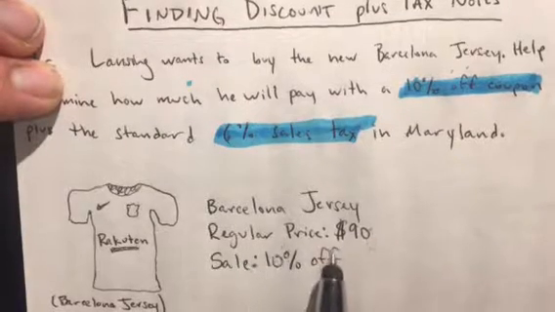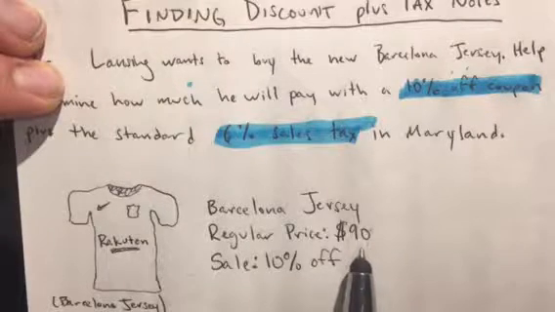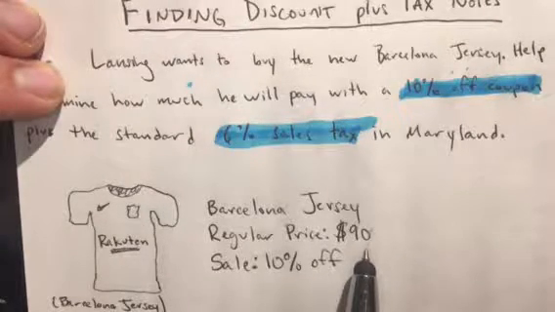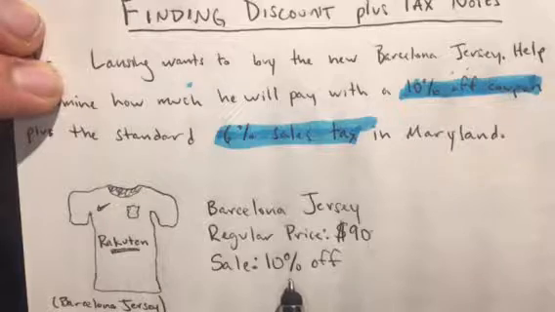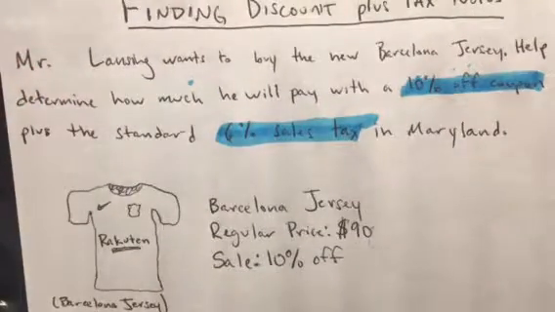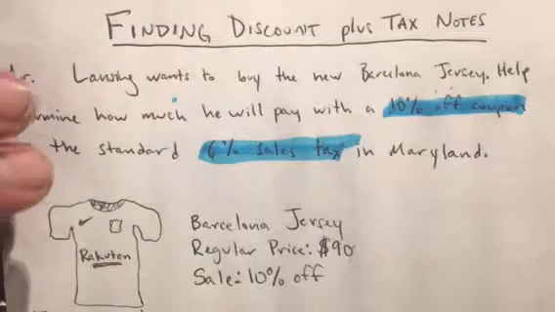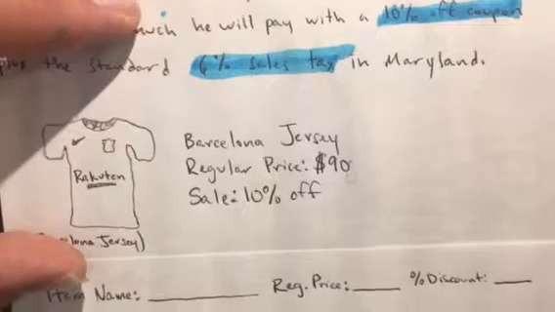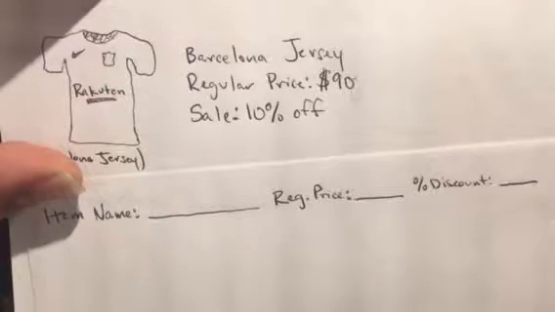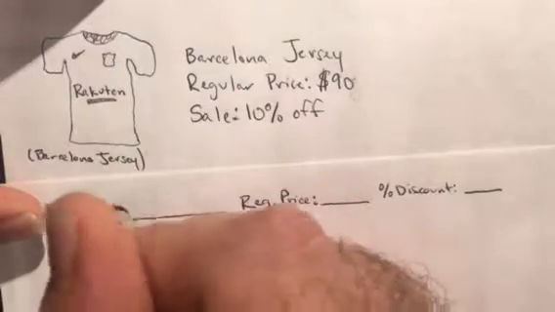The Barcelona jersey, the regular price is $90. So if you wanted to go to the store and buy an adult Barcelona jersey, it is $90. Now I have a 10% off coupon. So I need to figure out first, what is my sale price going to be with that 10% off coupon? Well, we're going to start this like we started any other problem. But before we do that, I'm going to write the item name, because this is going to mimic what you're doing in class today.